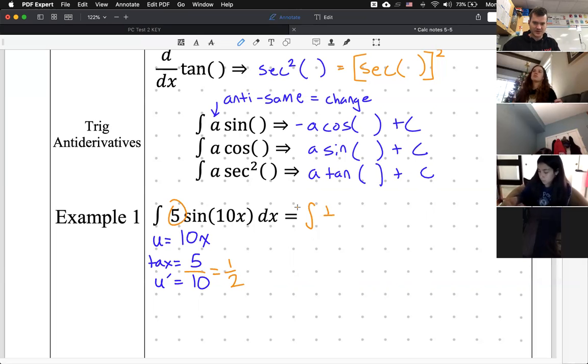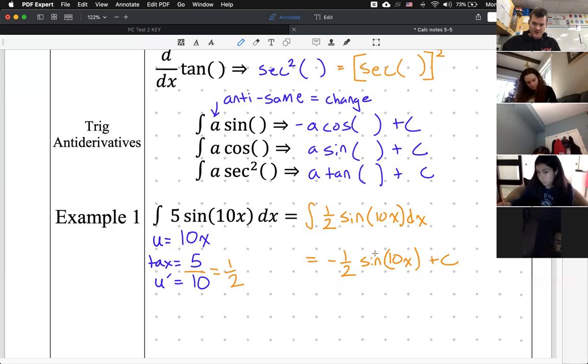So this 5 is going to be paid out with the 1/2, and then rewrite everything else. So we have sine of 10x dx. We have paid taxman. We are now given permission to take the antiderivative. Fiona, you're up. Negative 1/2 sine of 10x plus C. Good job. Yeah, plus C. Final answer and box it. Good job, guys.